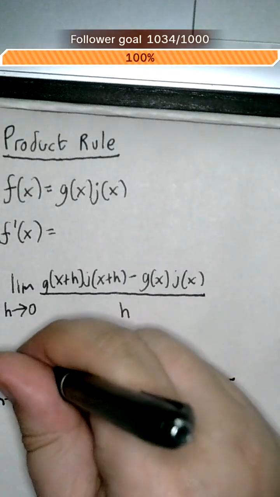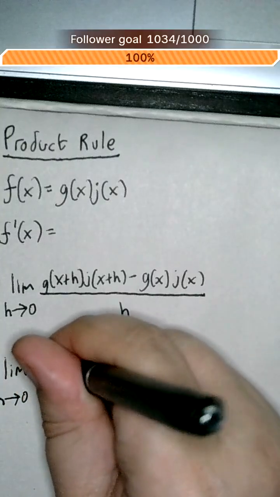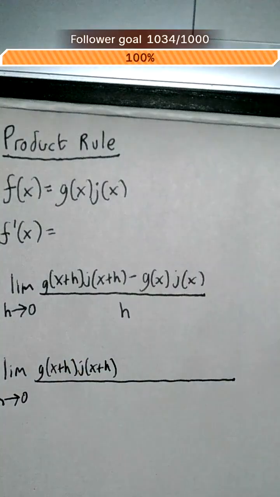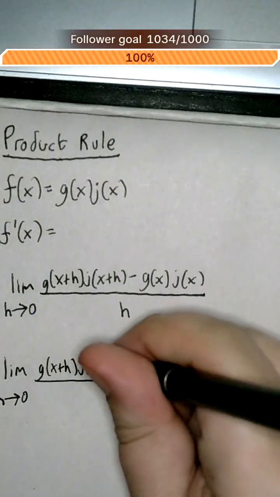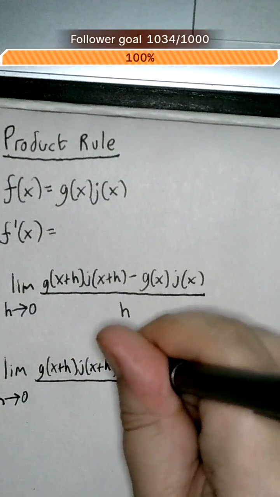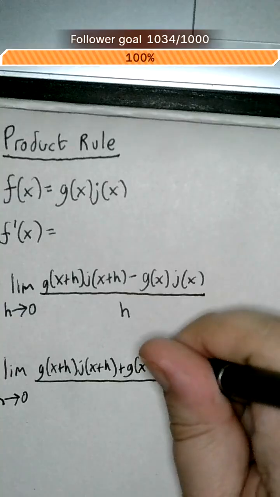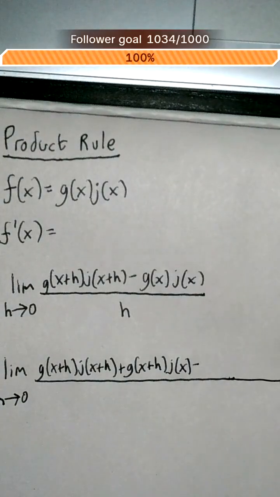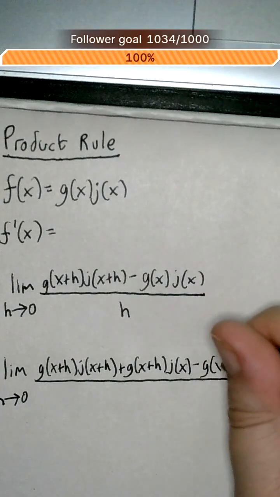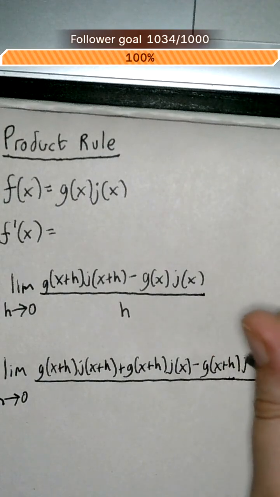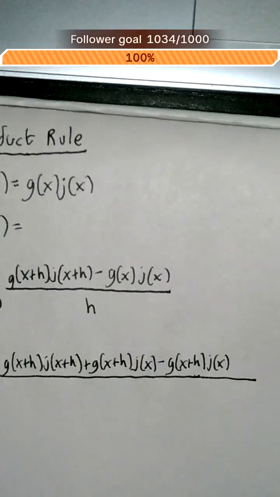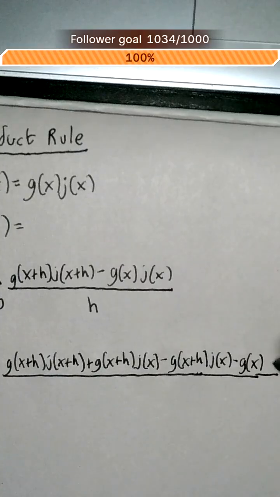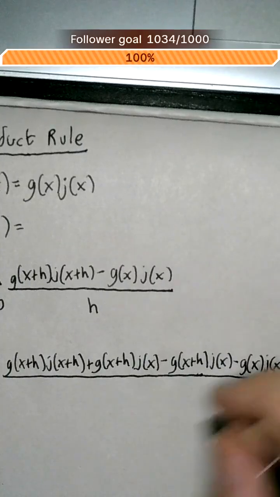What is going to go here? So this is going to be g of x plus h times j of x plus h. And then I'm going to add g of x plus h times j of x, and I'm going to subtract the same thing. So this is g of x plus h times j of x. And finally, minus g of x times j of x all over h.